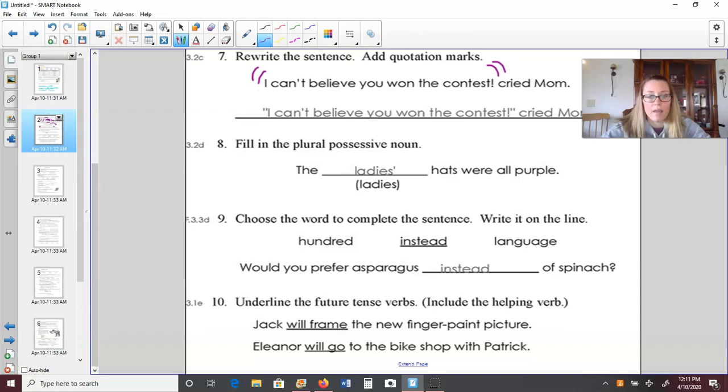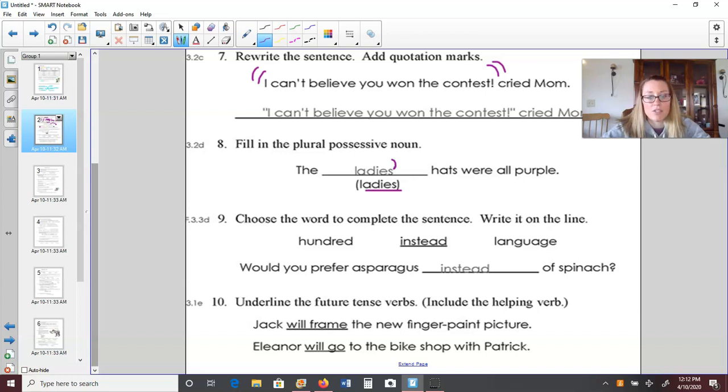On number eight, fill in the plural possessive noun. Plural means more than one, and possessive means there's ownership. So the ladies' hats were all purple. So ladies, notice, is plural already, I-E-S. Lady is one, ladies is more than one. But we're talking about all of the ladies' hats. It's all of their hats we're talking about. So our apostrophe goes after the S on ladies.